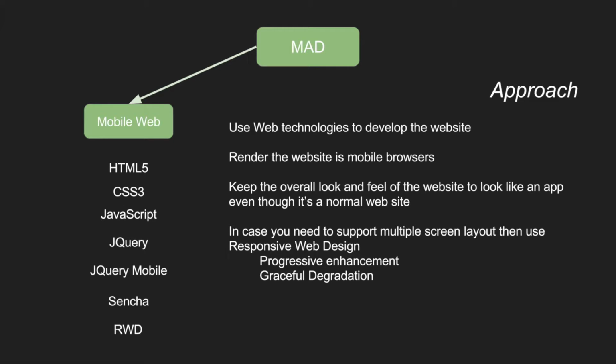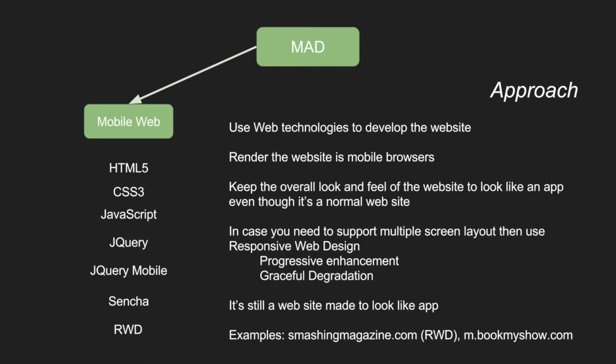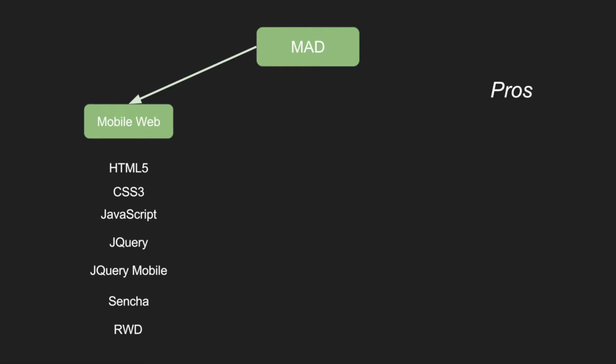These are the two schools of thought as far as responsive web design is concerned. At the end of the day, what you are still looking at is a website that is made to look like an app. Examples which usually come under this category are smashingmagazine.com, which uses responsive web design, and Book My Show. It is another popular website. If you hit the website with the m prefix, then the website that you are seeing is basically a mobile customized website.